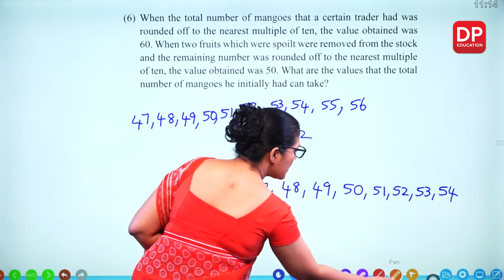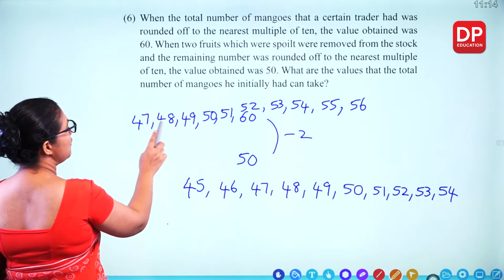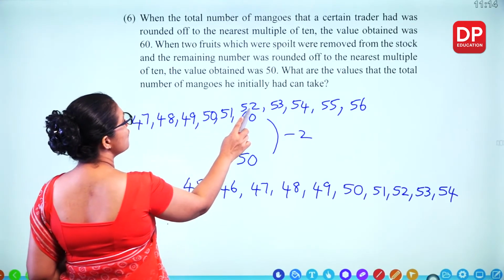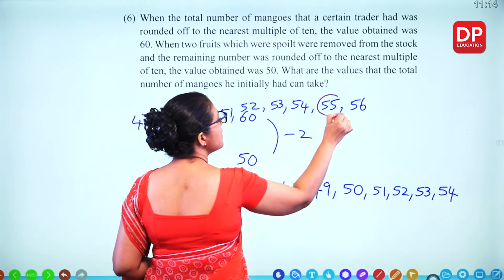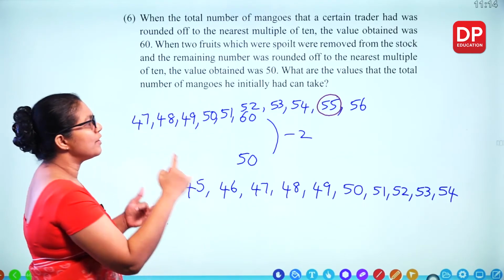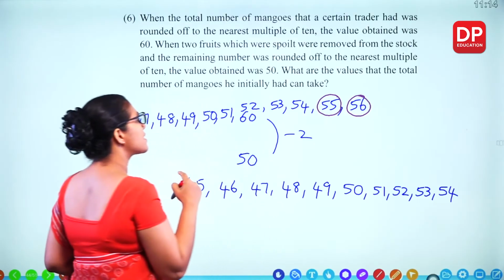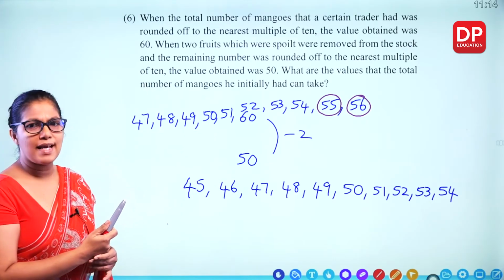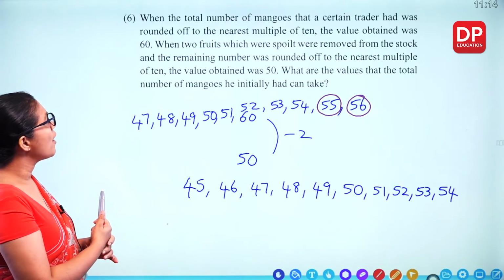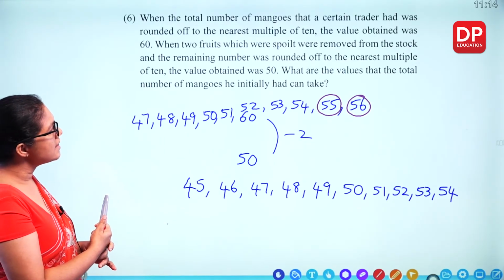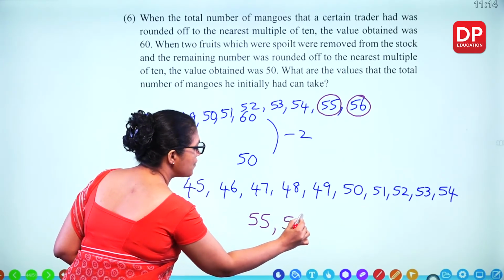What are the possibilities you can get 60? This is 50. All these values are 50. You can't take. Now, this can be 55, then rounded value is 60. Or this can be 56. Rounded value becomes 60 then. So, what are the values that the number of mangoes he initially had can take? Either 55 or 56.